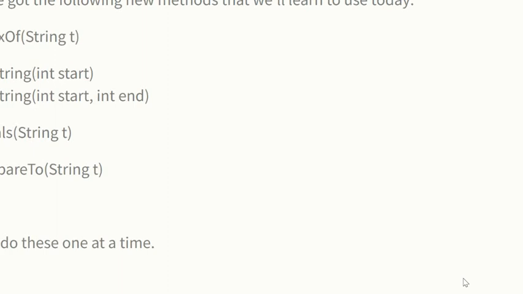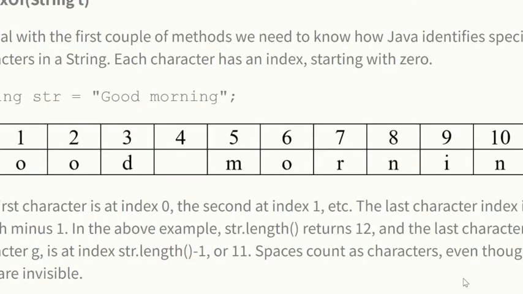Okay, so please be careful with toUpperCase and toLowerCase. The U and the C are capitalized. I see that error a lot. I mean, it won't even run if you don't. So that's a common error. Okay, so now we've got these 5 methods that we're going to learn today. They're probably new for most of you. We're going to do them one at a time, starting with indexOf.